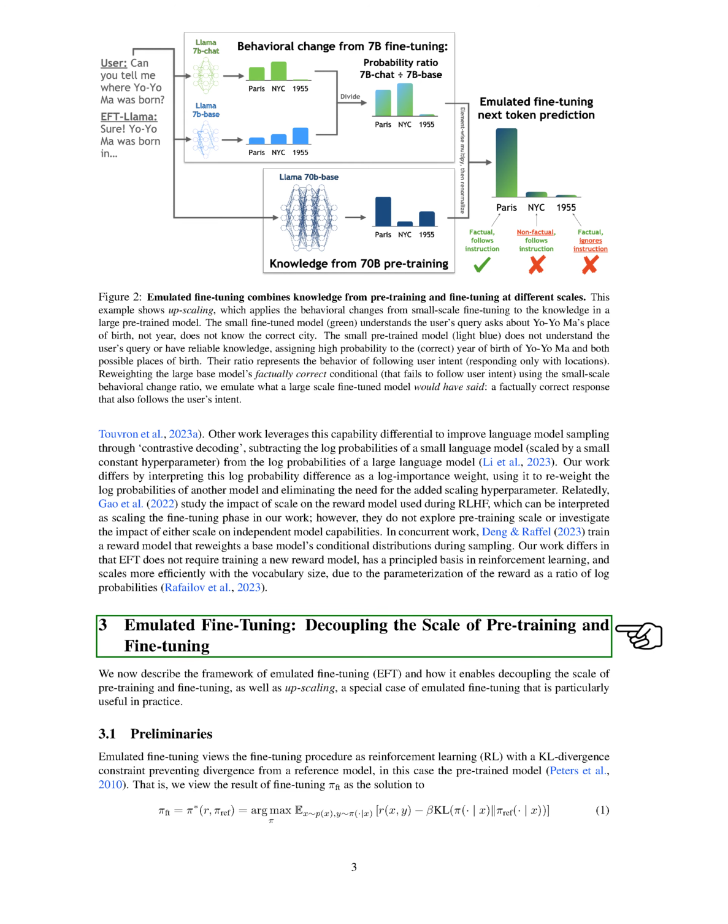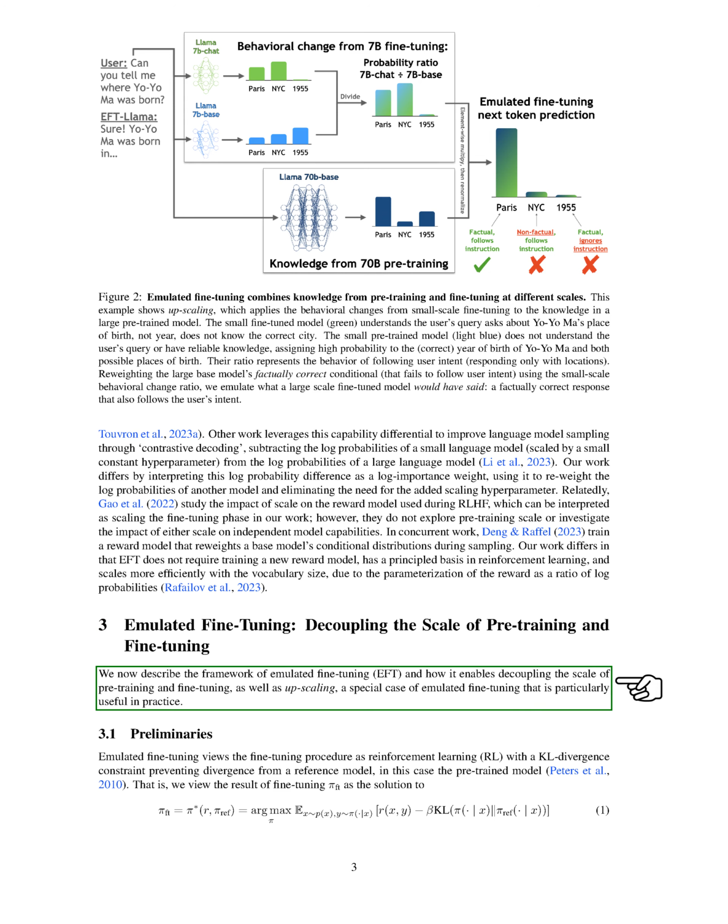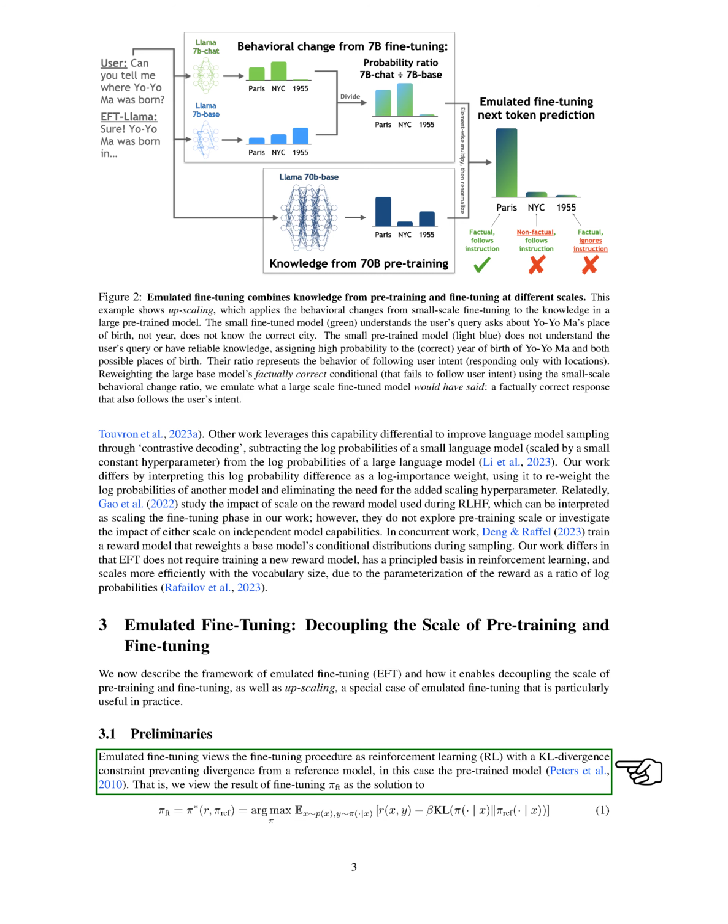Section. Emulated fine-tuning, decoupling the scale of pre-training and fine-tuning. We're now going to discuss a concept called emulated fine-tuning, EFT, which allows us to separate the scale of pre-training and fine-tuning. This is particularly useful when we want to upscale, which is a specific application of EFT that comes in handy in real-world scenarios. Let's start with the basics.